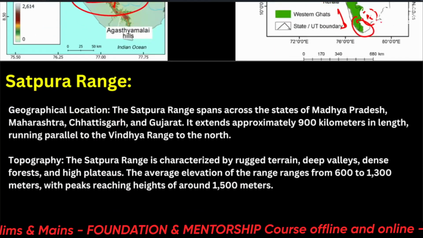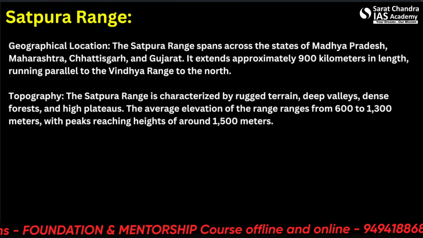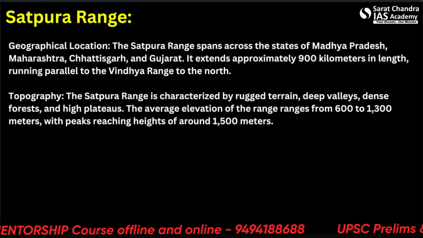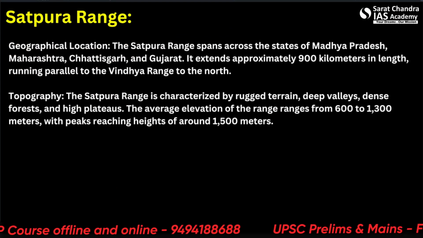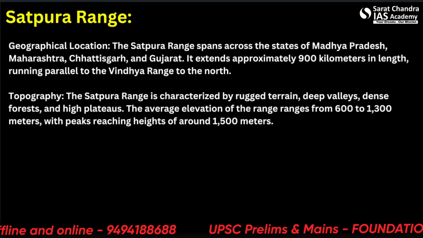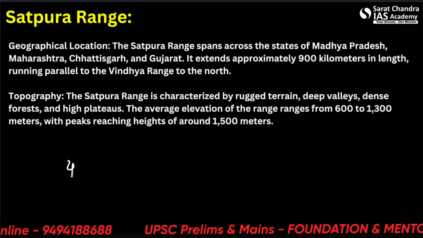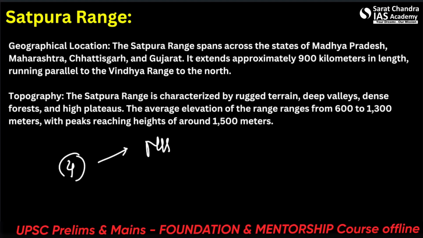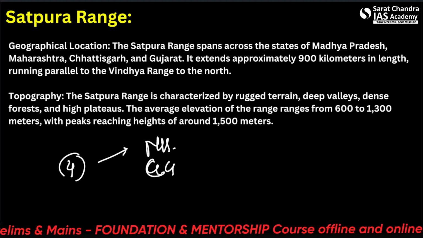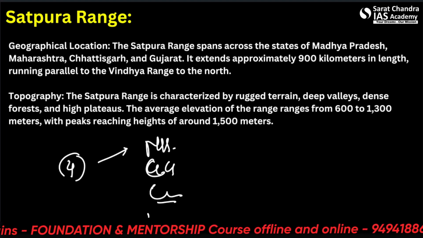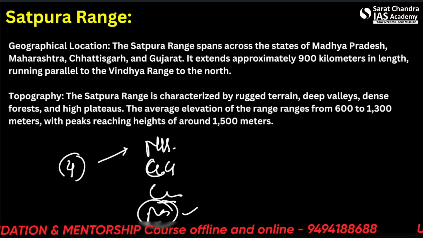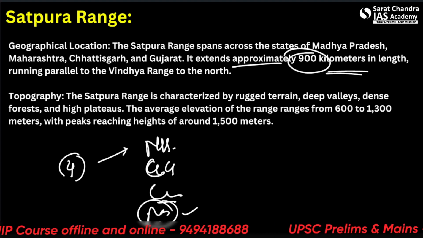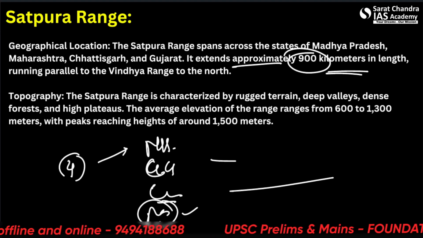Okay, let's move to the third option now, which is about the Satpura range. So the Satpura range spans across the states of Madhya Pradesh, Maharashtra, Chhattisgarh and Gujarat. So please, whenever we talk about the states, please remember all the four states. Mainly in Madhya Pradesh, however, and Maharashtra. It extends approximately 900 kilometers in length and runs parallel to the Vindhyas.